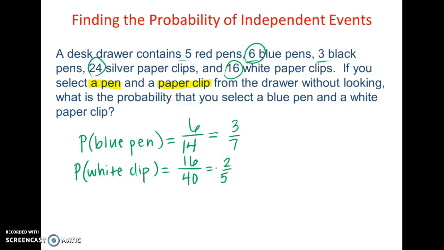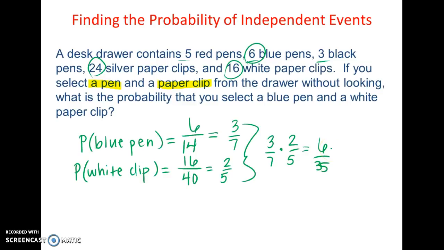How do you find the probability of multiple independent events? What's the probability that they will occur? You take the first independent event and you multiply it by the second independent event. So the chance that I pull a blue pen is 3/7. The chance that I pull a white paper clip is 2/5. So I multiply those together and I get 6/35.